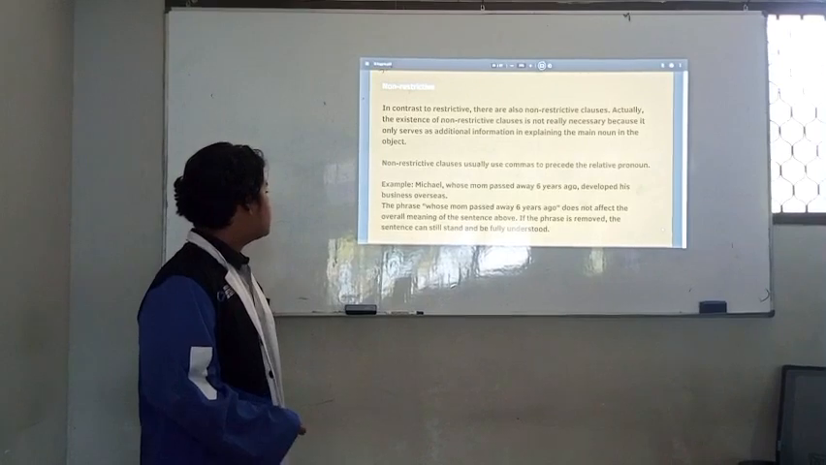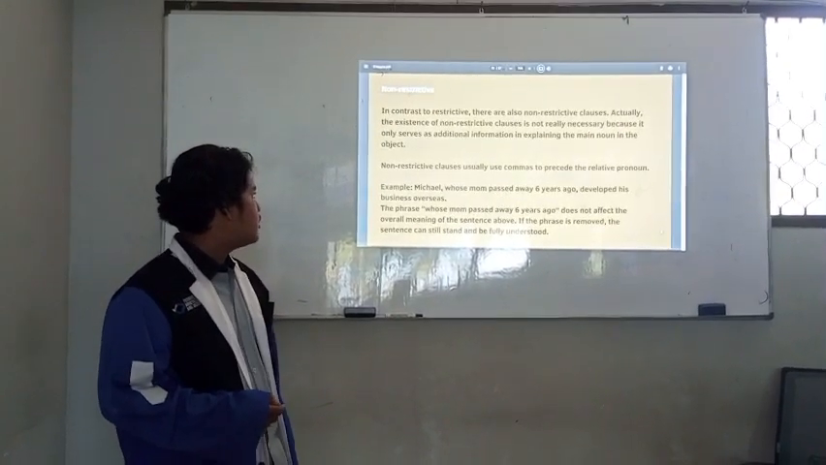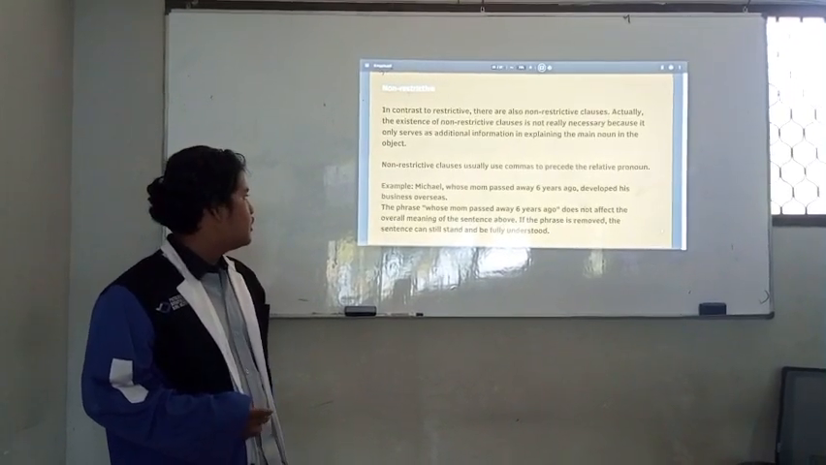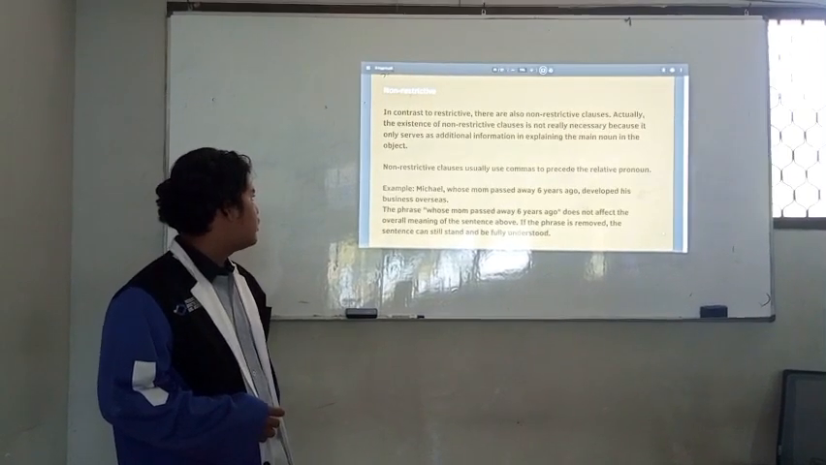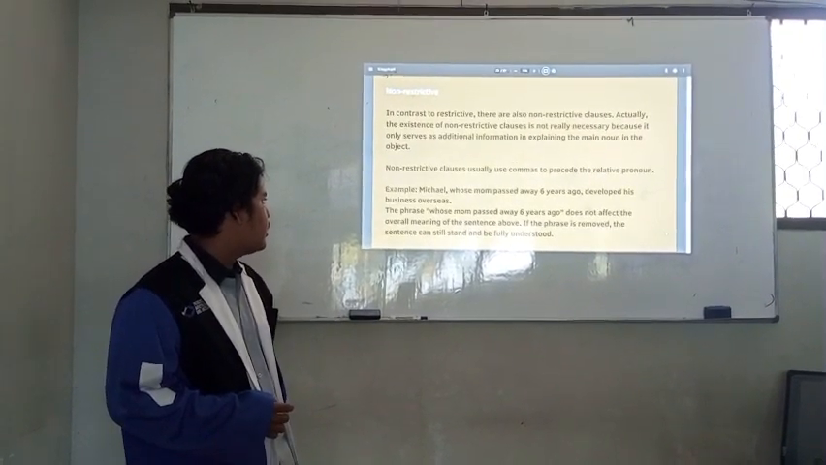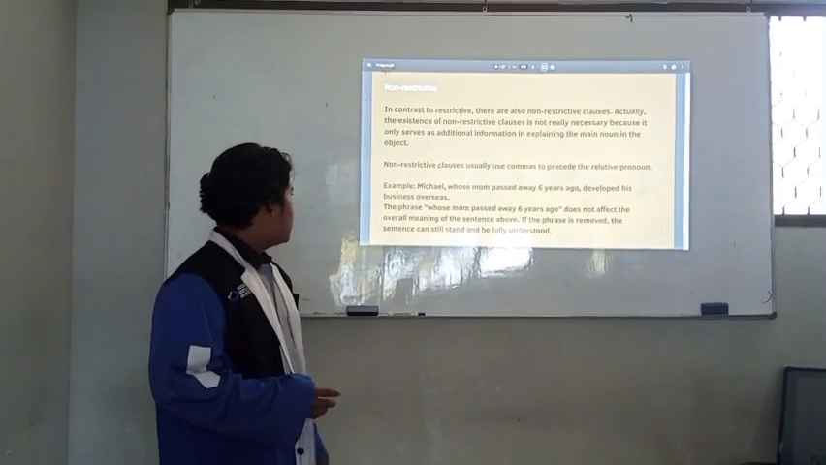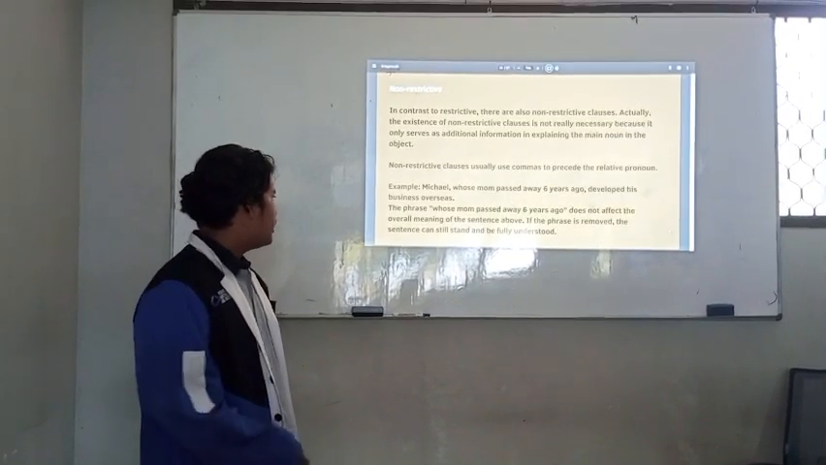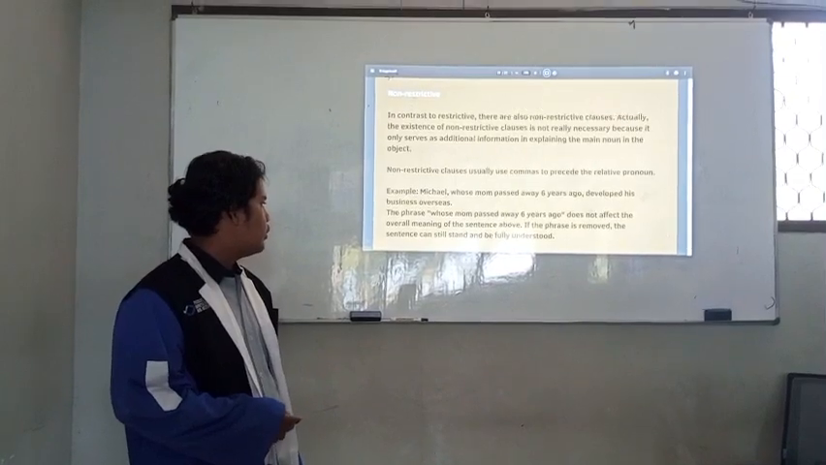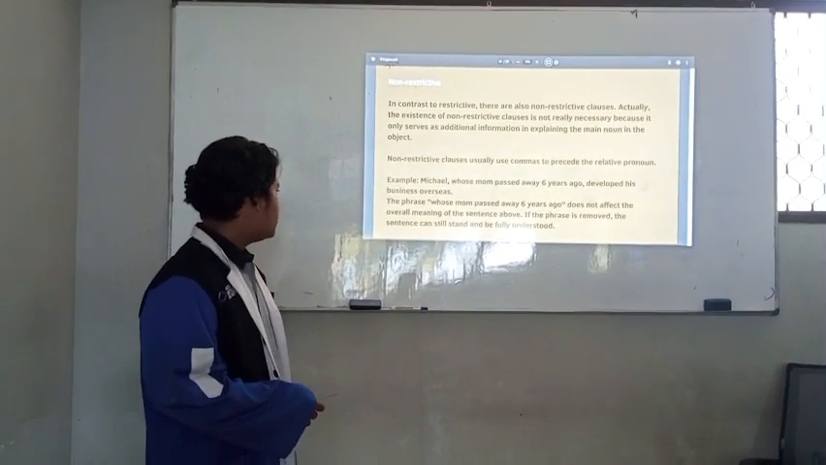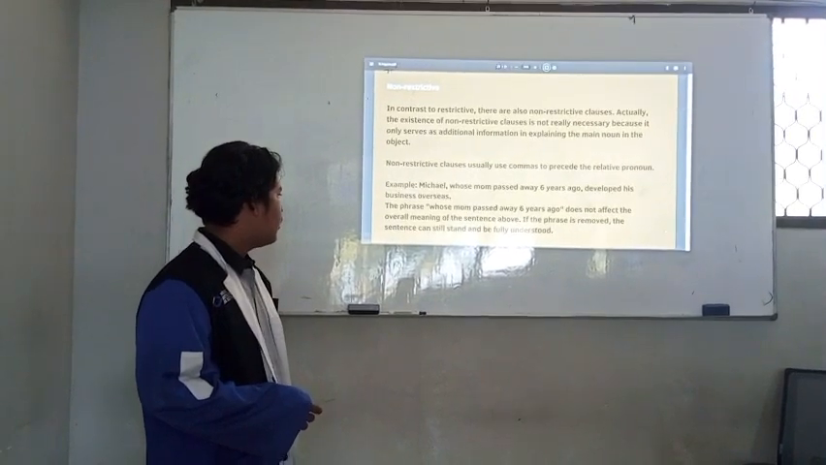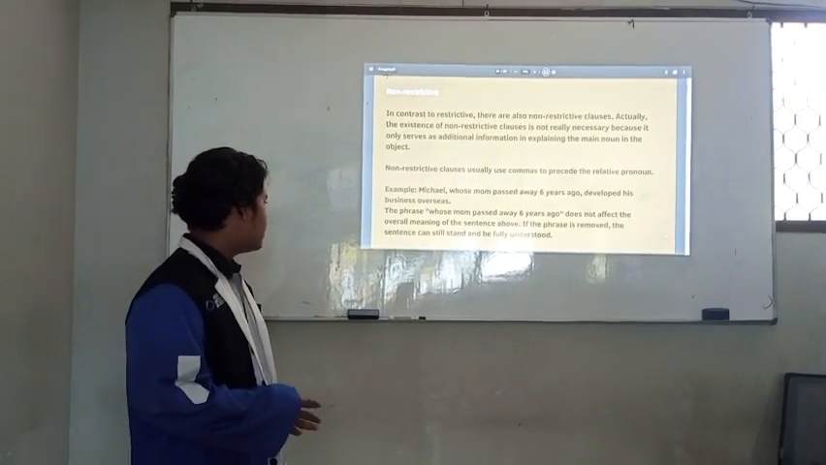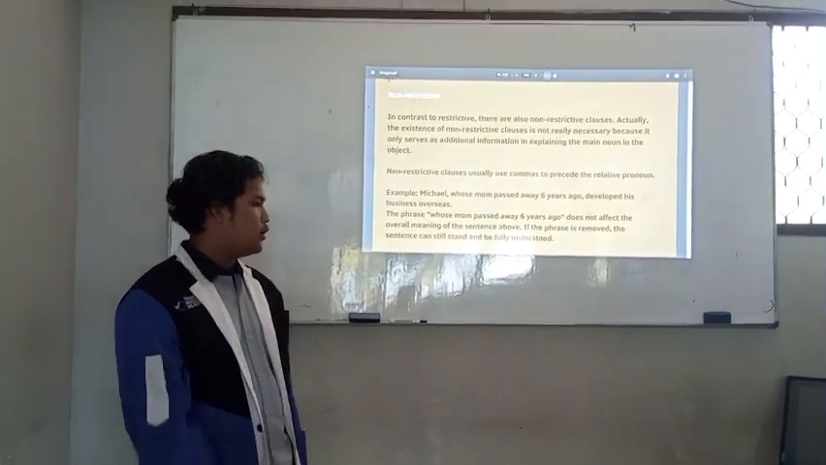Non-restrictive clause. In contrast to restrictive, there are also non-restrictive clauses. Actually, the existence of a non-restrictive clause is not really necessary because it only serves as additional information in explaining the main noun. A non-restrictive clause usually uses commas before the relative pronoun. Example: Michael, whose mom passed away 6 years ago, developed his business overseas. The phrase whose mom passed away 6 years ago does not affect the overall meaning of the sentence above. If the phrase is removed, the sentence can still stand and be fully understood.